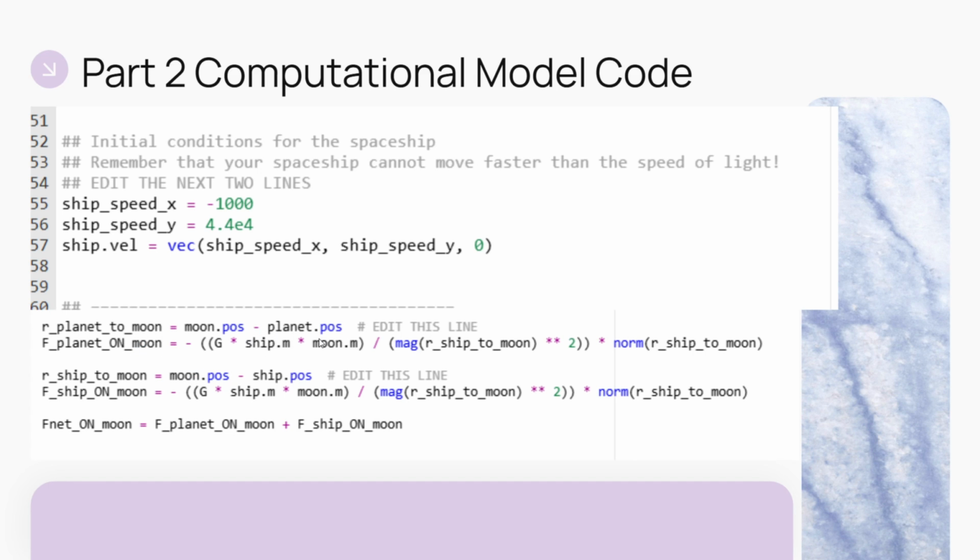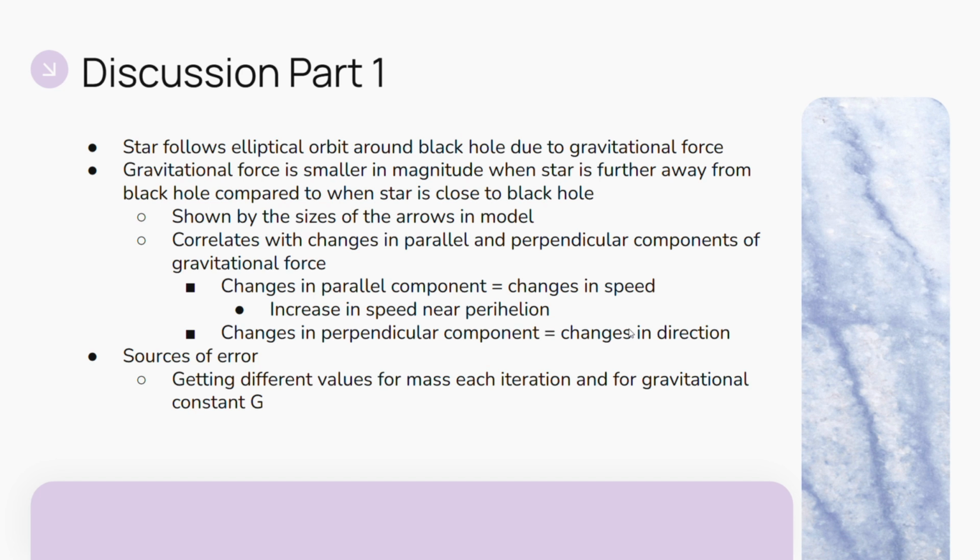So for part 2, the computational model, we have the code here, our planet to the moon, which is the moon position minus the planet position, and then we're applying the formula for gravitational force, and norm here is finding the r hat vector, essentially.